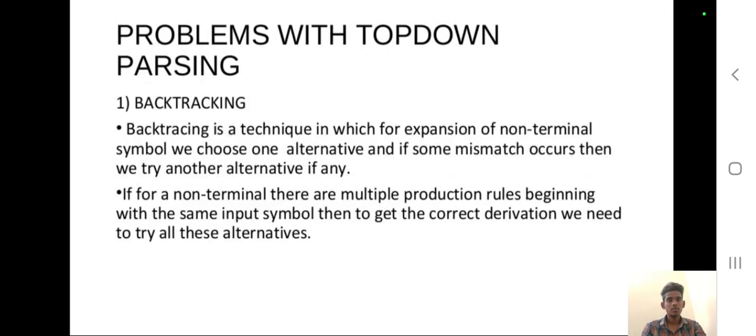Problems with top-down parsing. Backtracking. Backtracking is a technique in which for expansion of a non-terminal symbol we choose one alternative, and if some mismatch occurs then we try another alternative, if any. If for a non-terminal there are multiple production rules beginning with the same input symbol, then to get the correct derivation we need to try all these alternatives.